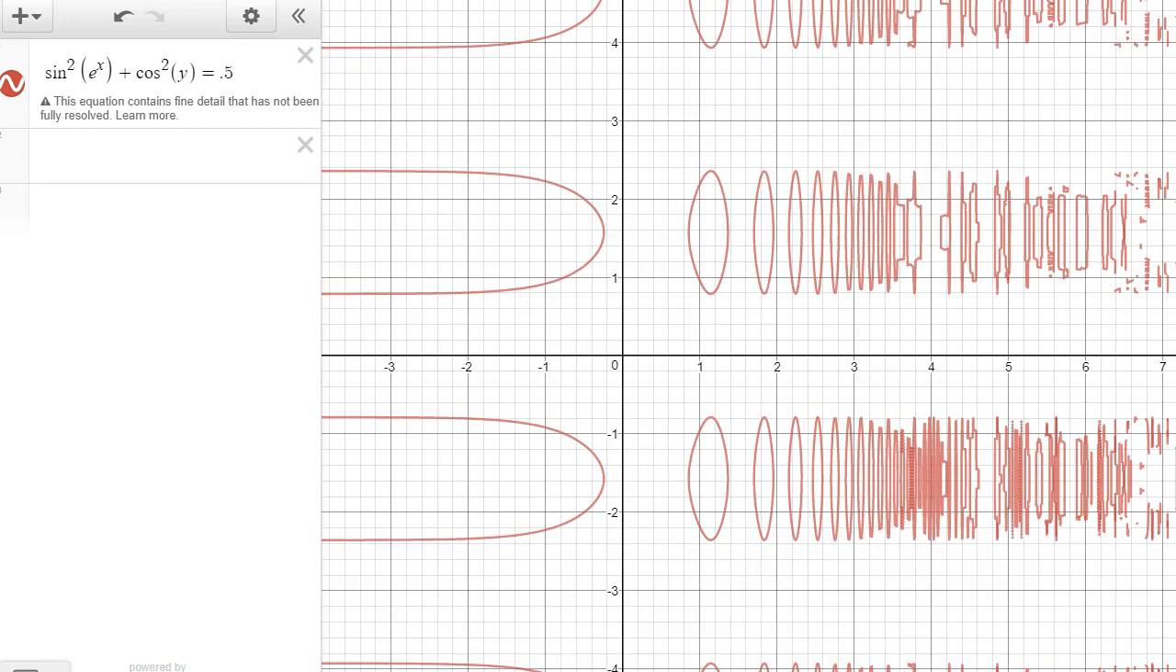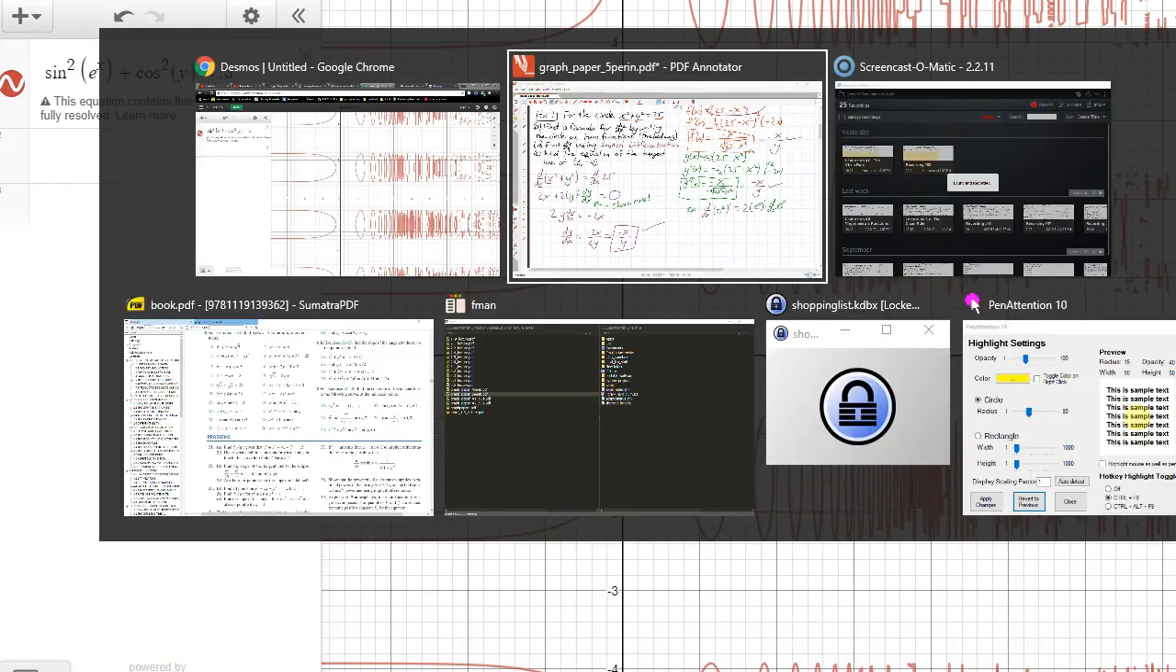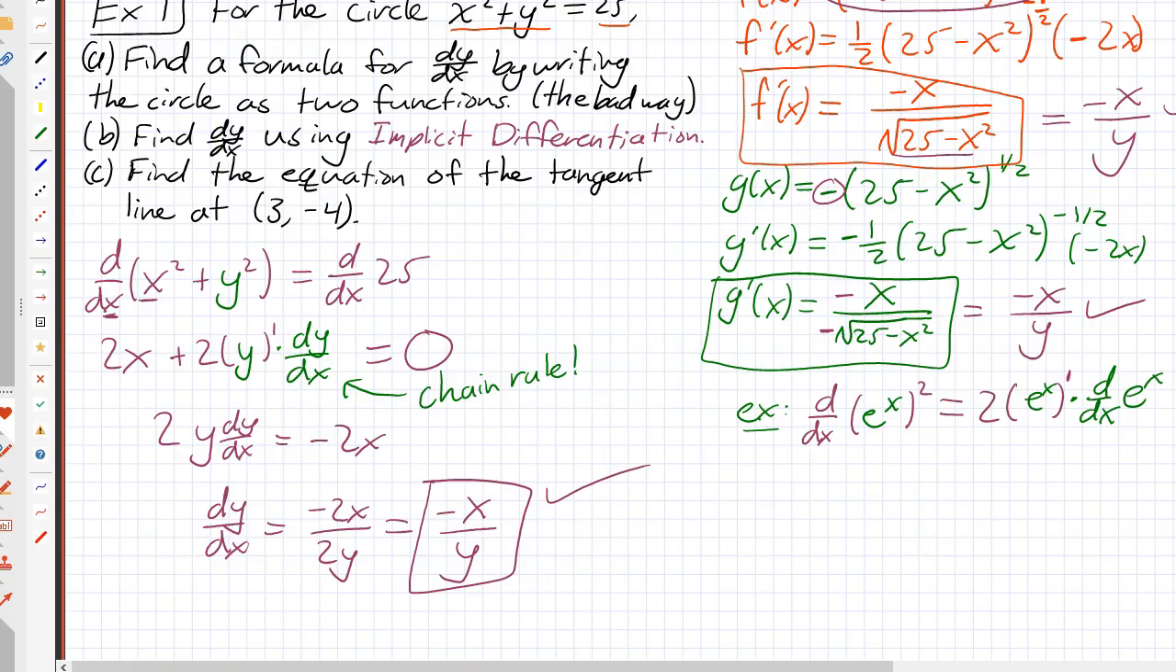Desmos is not giving me enough processing time to actually calculate all of these tiny little things here. It's a large amount of graphing computation that it has to do, so it gave up, and it says it contains fine detail that has not been fully resolved. Okay. Anyways, so things like that you really need implicit differentiation for.